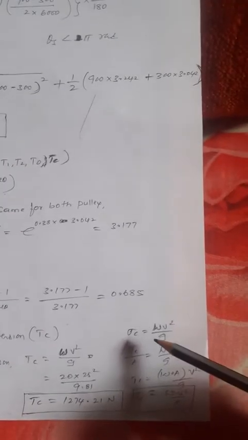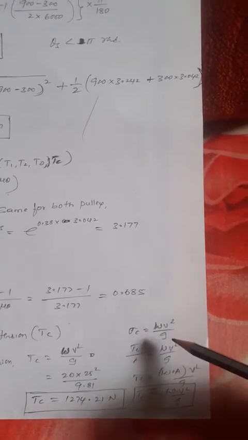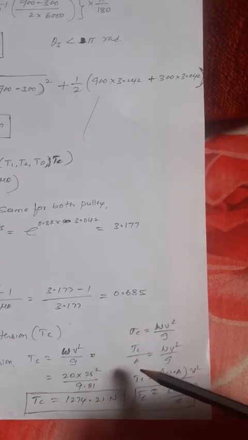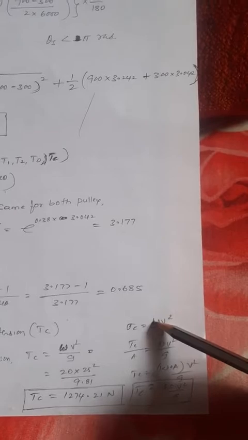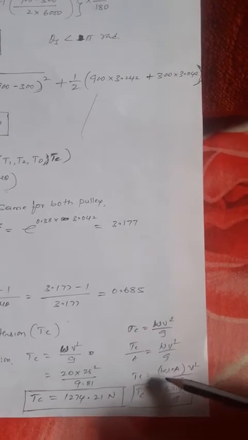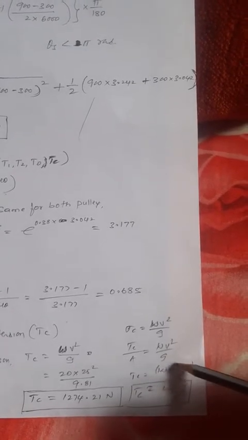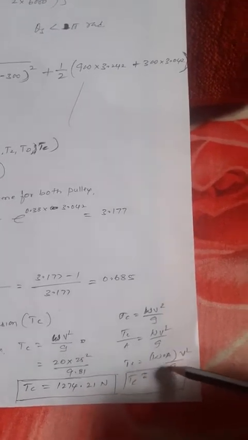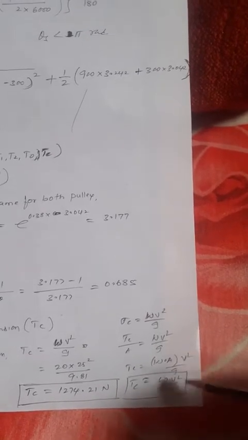Now how do you get this formula? As you are familiar with the equation, sigma c is equal to w v square by g. You know sigma c is equal to Tc by a. Send this a to the right side, w into a. This w is nothing but weight per unit volume, weight per unit volume into area. Now volume is nothing but area into length. Area gets cancelled. We will get weight per unit length, that is small w, into v square by g.